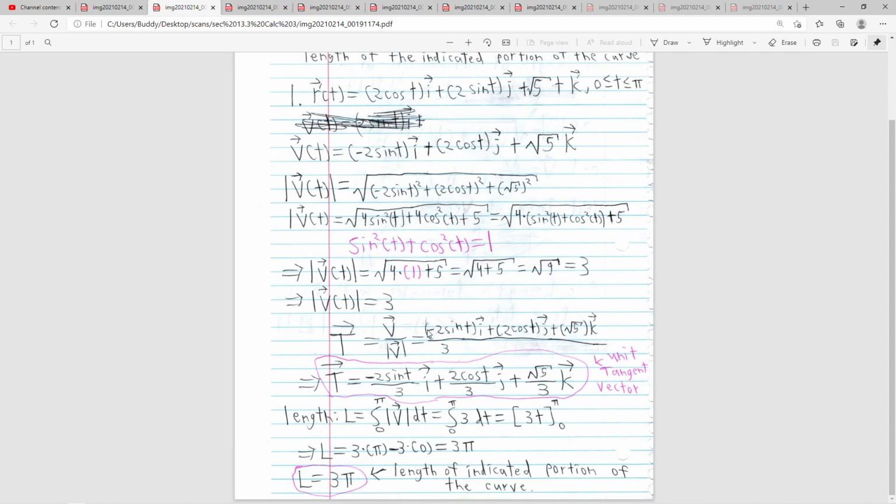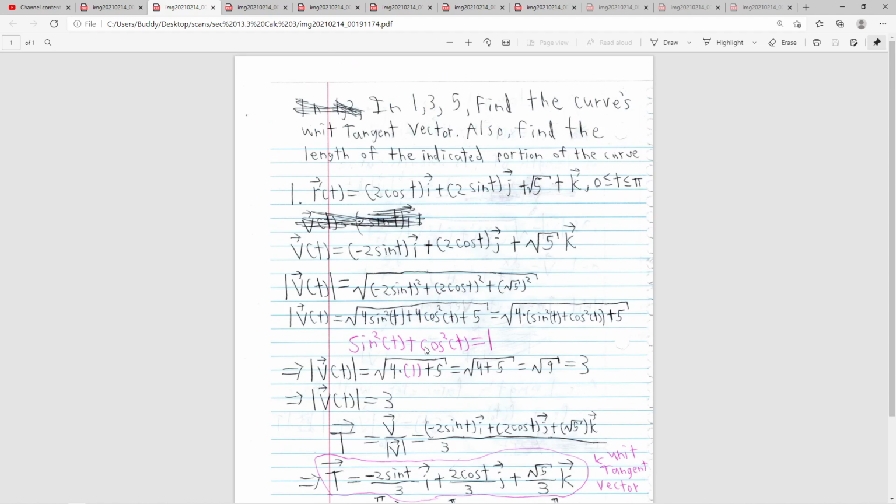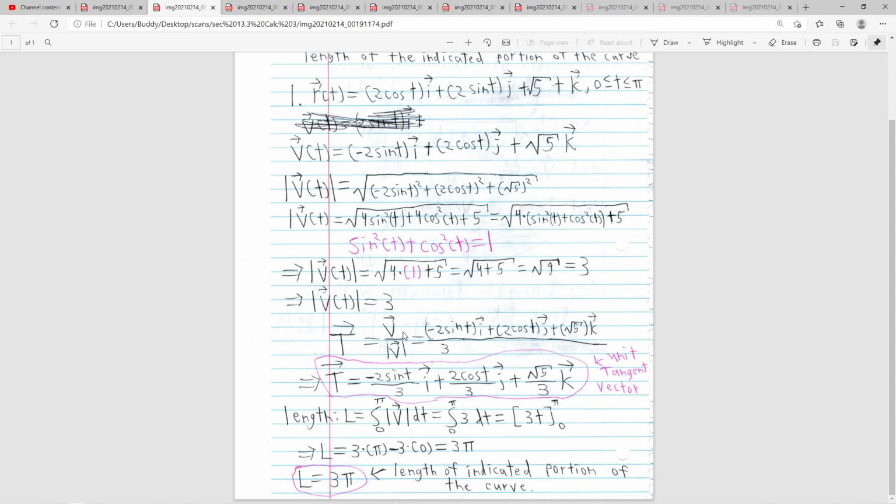So it's the square root of 4 times 1 plus 5, which is 4 plus 5, the square root of 9, which is 3. Then you divide the vector by 3, the magnitude, component by component. You can also write this as negative 2/3 sine t i plus 2/3 cosine t j, with square root of 5 over 3 as the k component. That's your unit tangent vector.